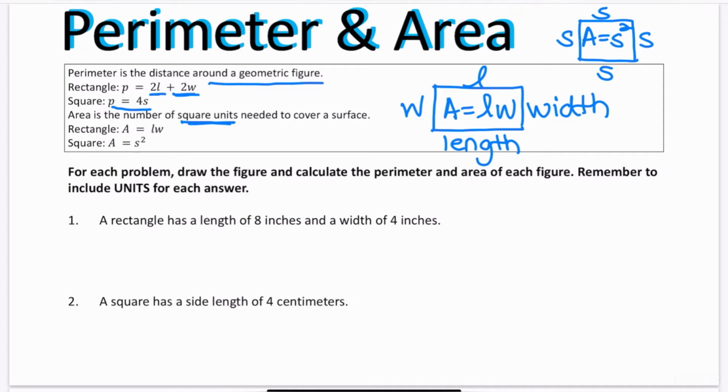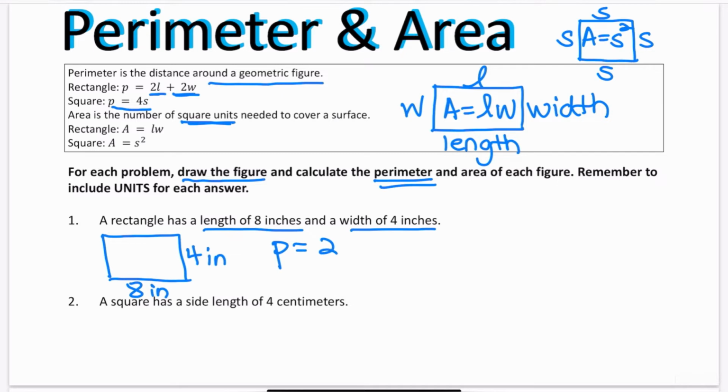Question number 1. A rectangle has a length of 8 inches and a width of 4 inches. So the first thing we have to do is draw the figure. So you're going to draw a rectangle. The length is 8 inches. The width is 4 inches. Now our job is to figure out the perimeter.